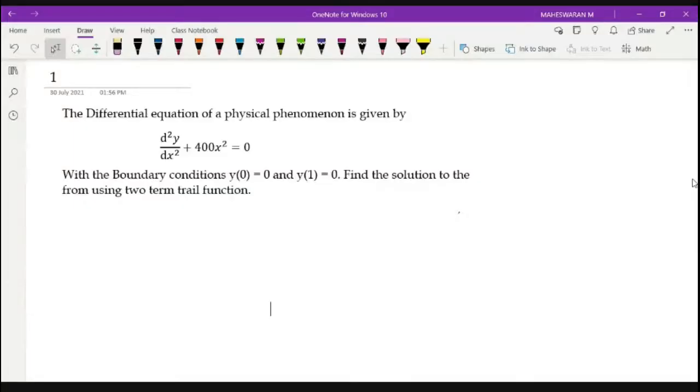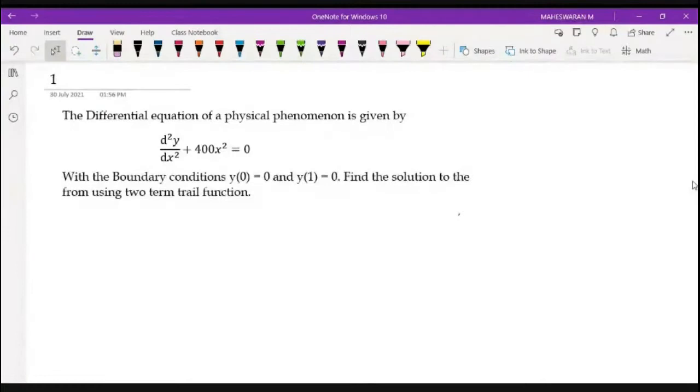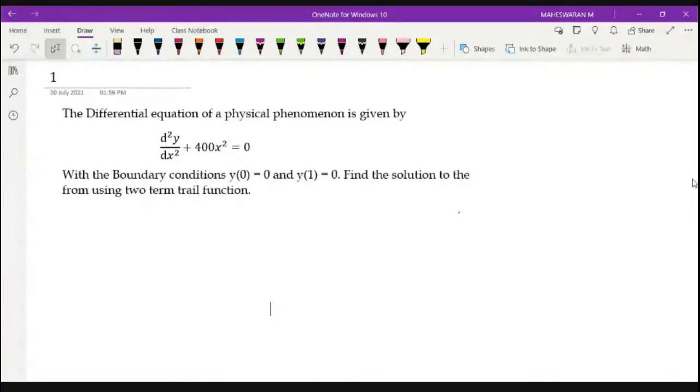So this is another problem. So we will try to solve this problem, right? They say that they are given a differential equation, d square y by dx square plus 400 x square is equal to 0, right? They are given a boundary condition also. They are asking you to identify the solution using a two-term trial function.